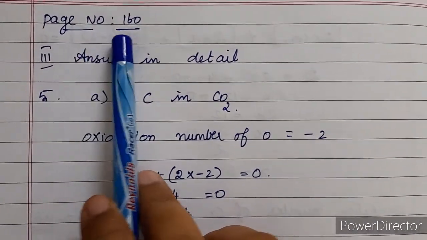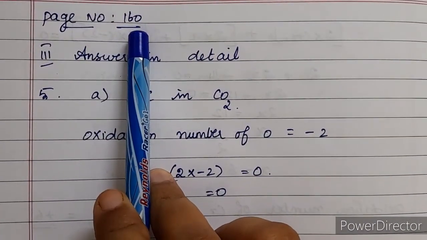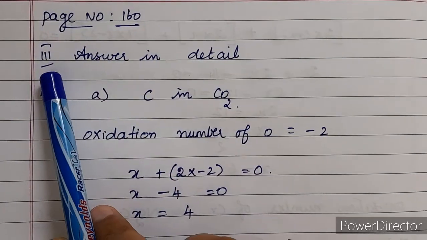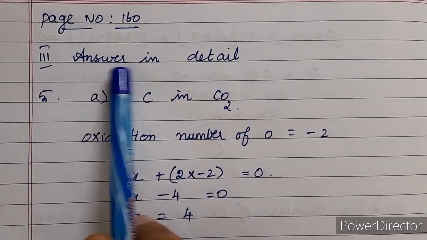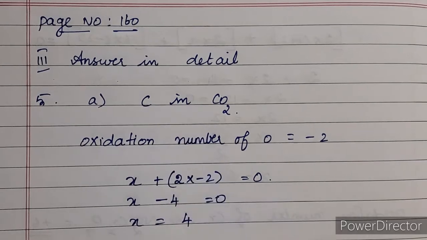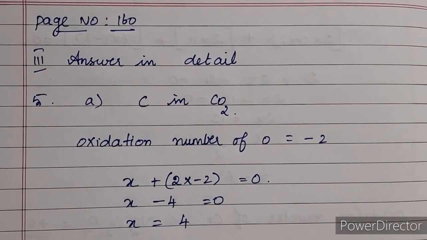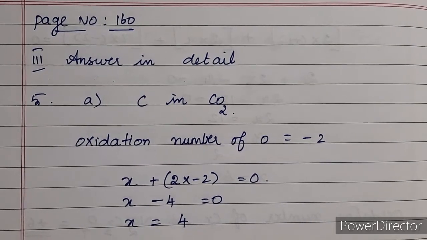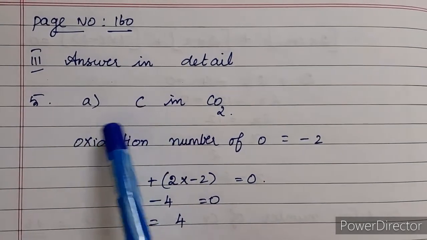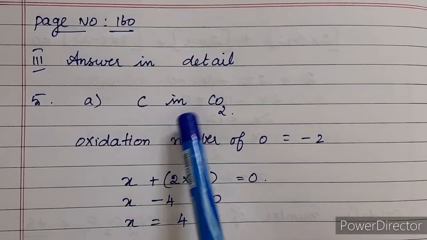Now in page number 160, you have the book back exercise, isn't it? Now in that third Roman number is your answer in detail. In that fifth question, you have three questions regarding the oxidation number, that is calculation of oxidation number. Let's see them. In the fifth question, the first one, A, carbon in carbon dioxide.